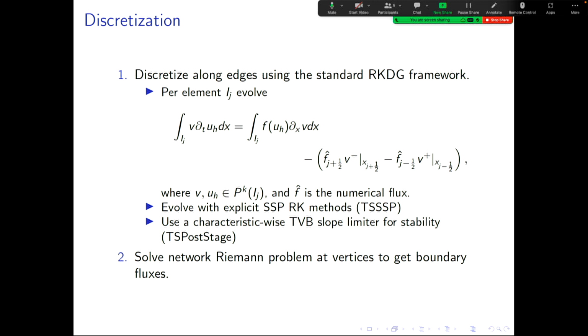We solve in time just by strong stability preserving RK methods, TSSSP in PETSc, and we use total variation bounded slope limiters for stability, and that uses TS post stage to just modify the solution to make sure that we don't have oscillations that blow our solution up. And we have to then solve these network Riemann problems at vertices to get these boundary fluxes. And that's where all the really difficulty comes into play.